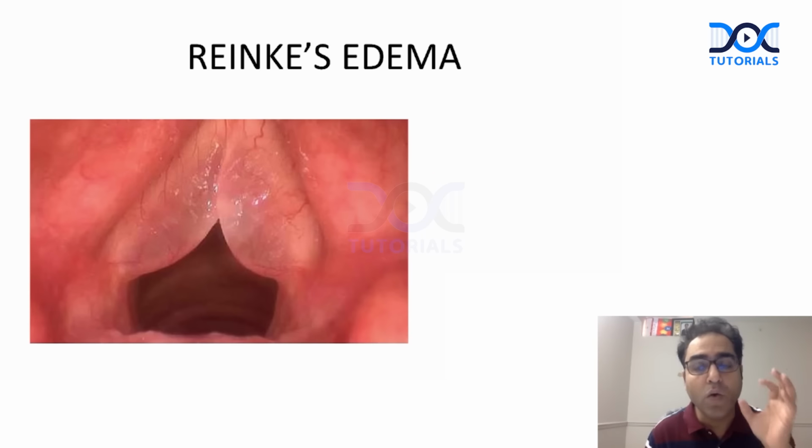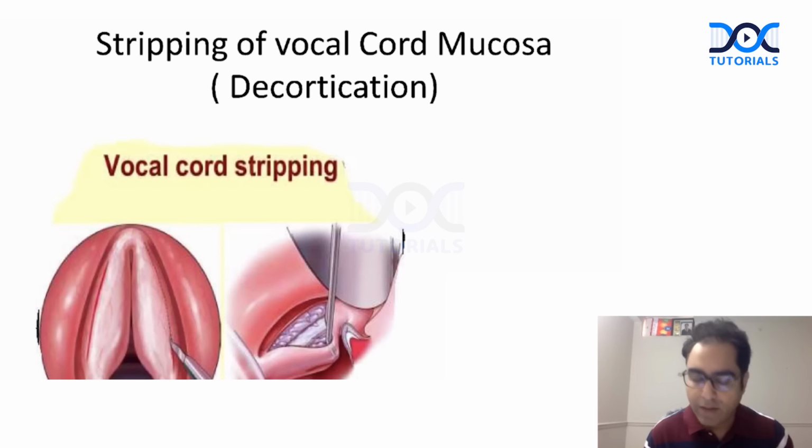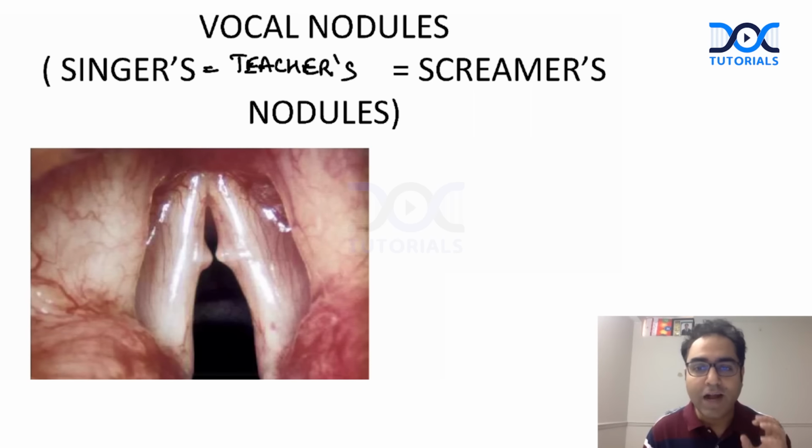Very famous question now. Reinke's edema is actually a bilateral diffuse swelling of the vocal cord. It is more commonly seen in smokers. The most common cause is smoking, and it's a bilateral entity. Both cords are uniformly swollen, and it would also need surgery. The surgery is the same as for keratosis larynx, and the name of the surgery is stripping of vocal cord mucosa or decortication.